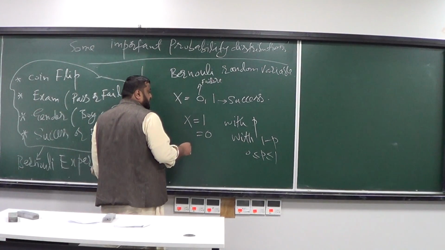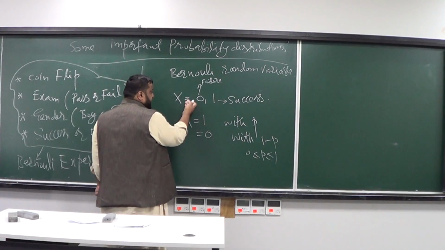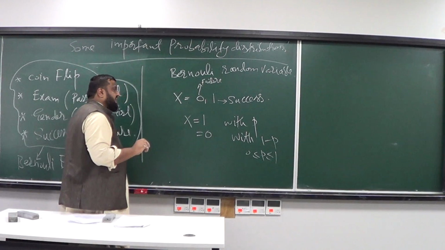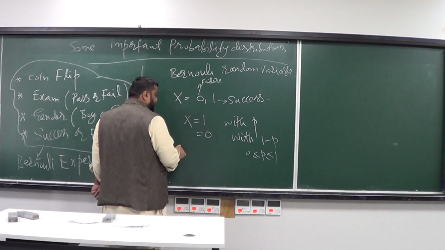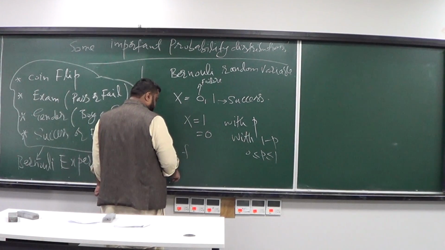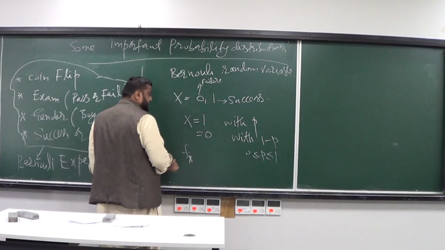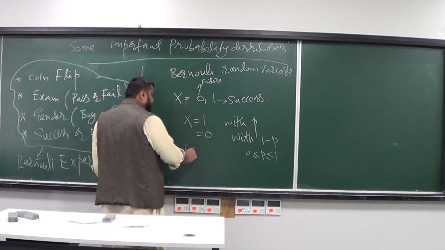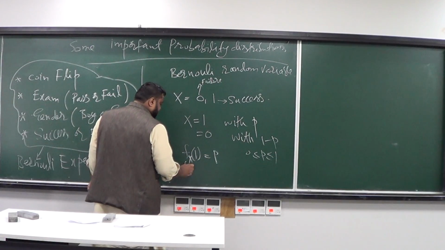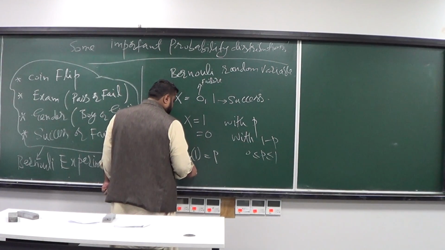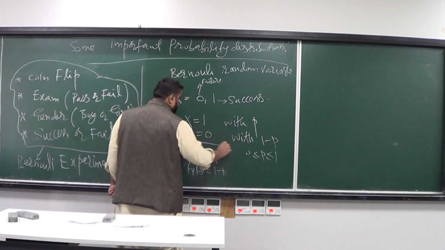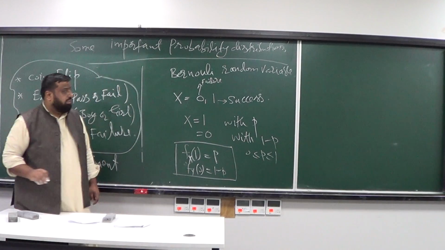So that's a random variable, and this is really the probability distribution of a Bernoulli random variable. For example, you can write it in a more concrete form: the PDF of, say, the Bernoulli trial at 1 is P, and its value at 0 is 1 minus P. So this is really the probability mass function for the Bernoulli random variable.